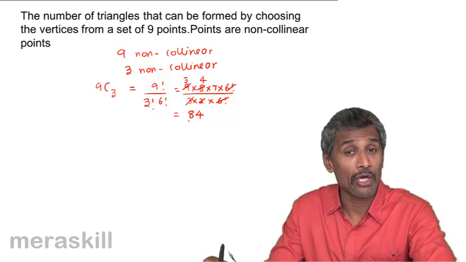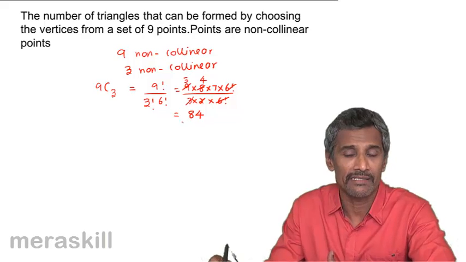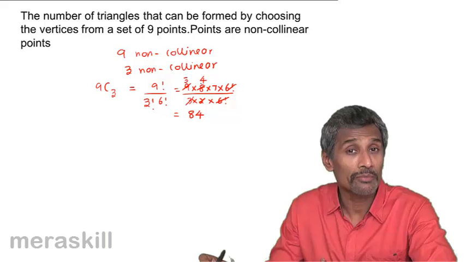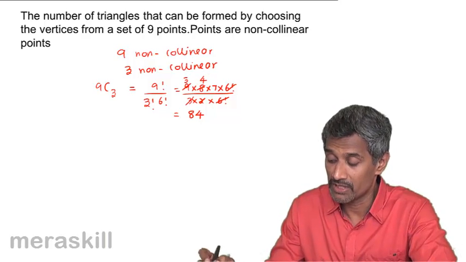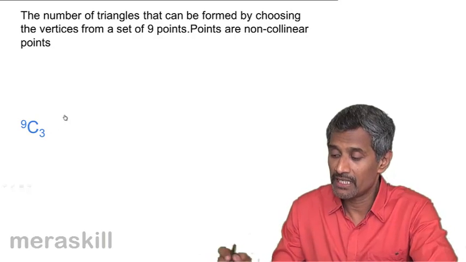Now, again, the order is not important. Triangle ABC or triangle ACB or triangle BAC or BCA, all are one and the same triangle. Hence, it's not a permutation. It's a clear-cut case of combination. Yes, and we get that as 9C3.